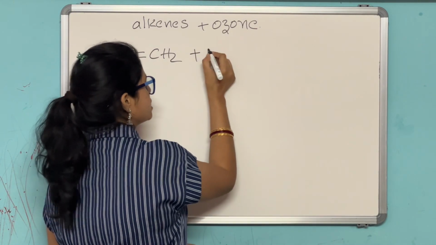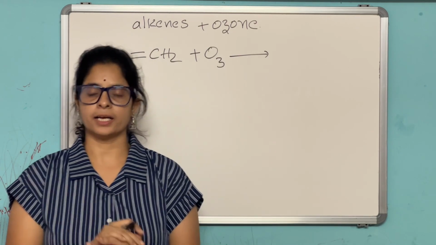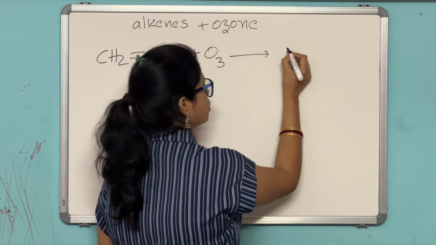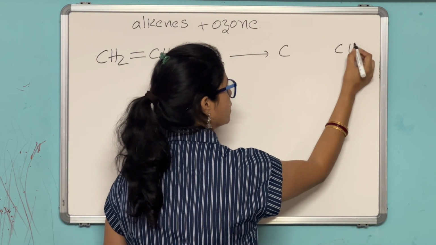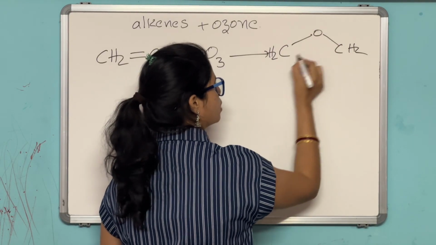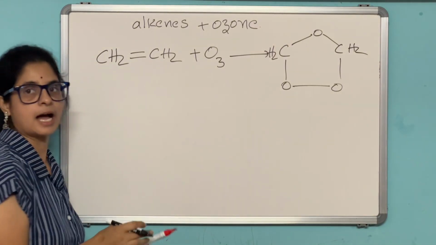When it is first treated with ozone, it forms an ozonide. So here it is your CH2. This is your ozonide. You just write down this product. It is ozonide, which is highly unstable.